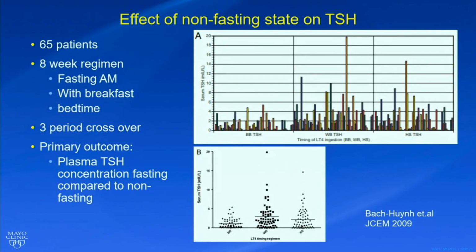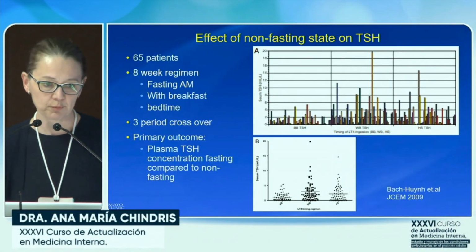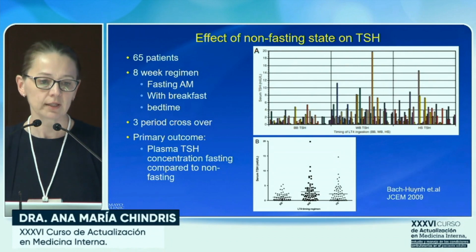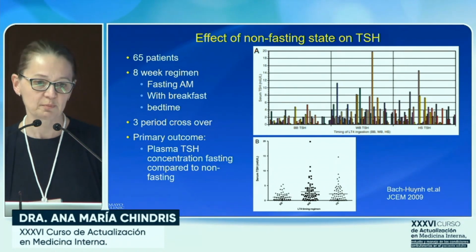They had 65 patients that were subjected to 8-week regimens of fasting in the morning, taking the levothyroxine, or taking the levothyroxine with breakfast. And then the third regimen was taking the medication at bedtime. And it was a 3-period crossover. So every 8 weeks, they were changing their regimen. So really, as a summary, as a primary outcome, the plasma TSH concentration was measured in all these situations.